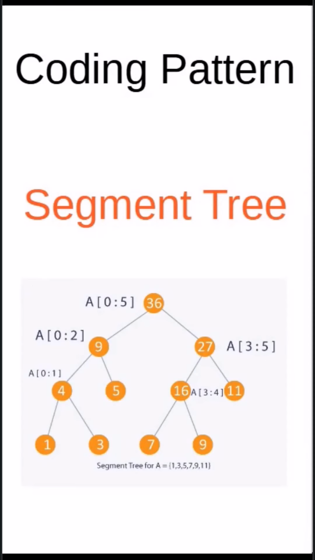Let us explore the segment tree pattern, a data structure used to efficiently perform range queries and update elements in an array. So whenever you need to efficiently compute range queries like sum, minimum, maximum, or any other associative operation over a range of elements in an array, we can use a segment tree.